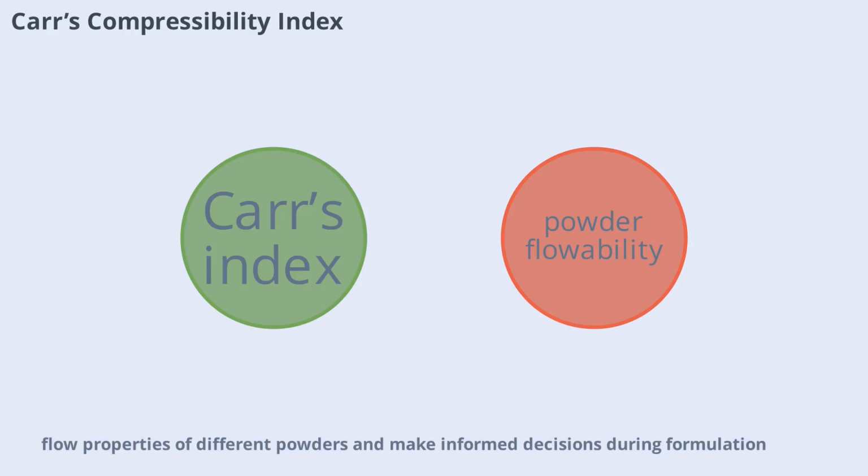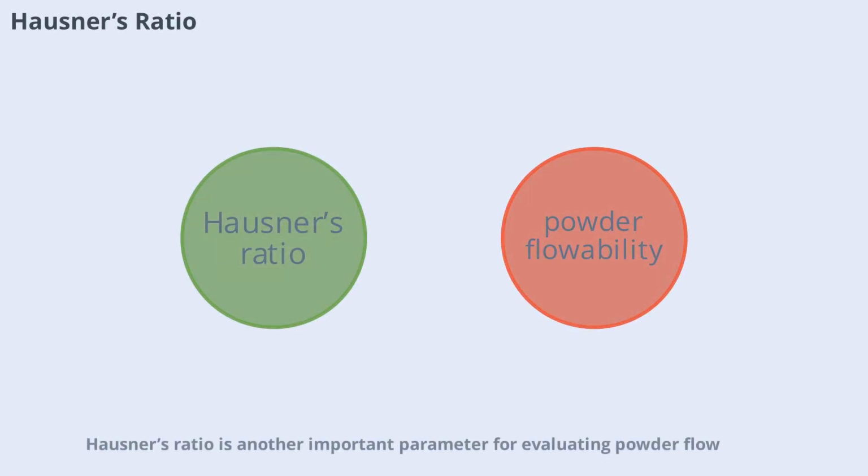Hausner's ratio is another important parameter for evaluating powder flow. It's calculated as the ratio of tap density to bulk density. Like Carr's index, lower Hausner's ratios indicate better flowability. This simple calculation provides valuable insights into how powders will behave during processing and handling.